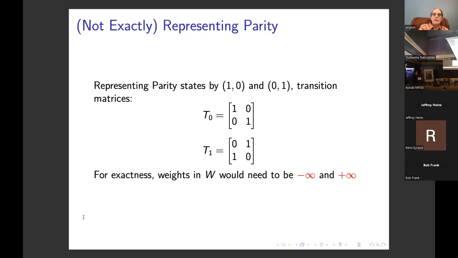And just to fix intuitions, let's talk about how you might represent parity using a dimension two PAN. We can think of the states (1, 0), that's, let's say, the starting state, and (0, 1), the other state. We have transition matrices: on 0, we just stay in the state, that is, it's the identity. And on 1, we interchange the two coordinates, just swap the coordinates. It's not exactly representing parity because of the softmax. To get exactly 0 and 1, the weights would have to be minus infinity and plus infinity. So we're a little bit off, but it's pretty close.